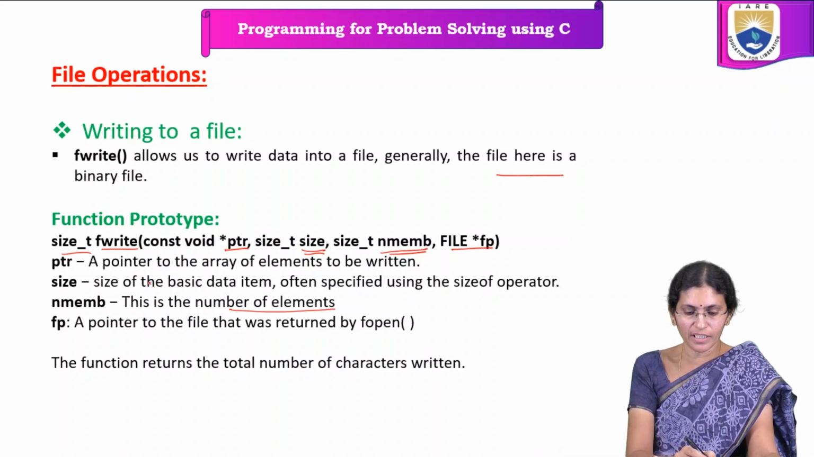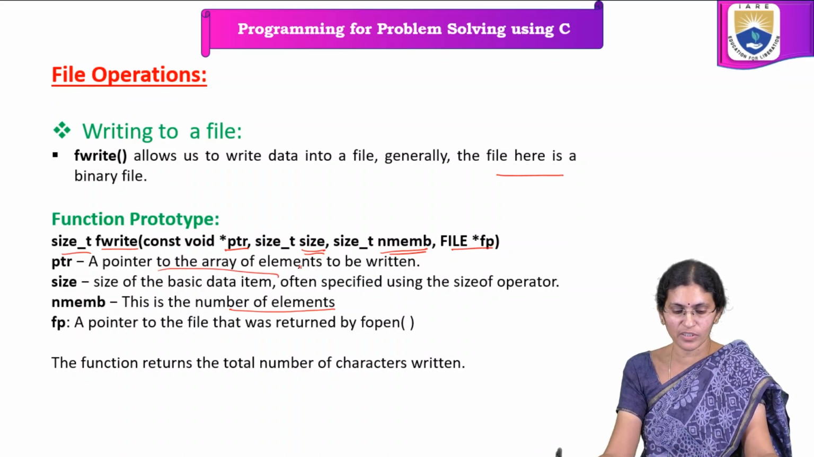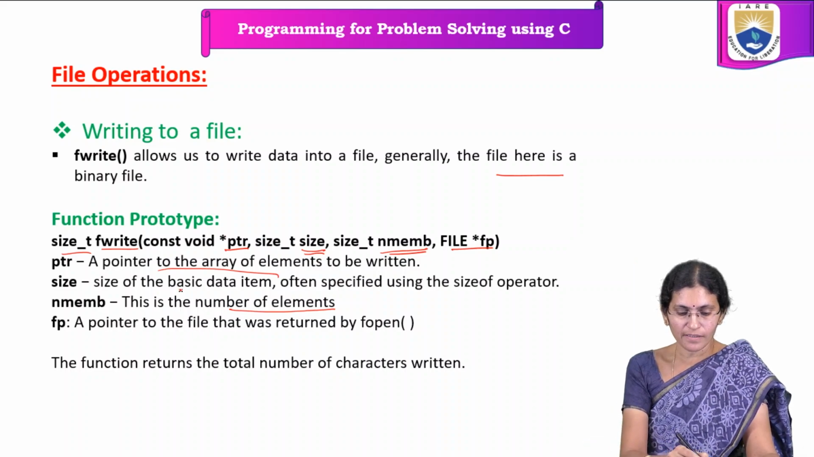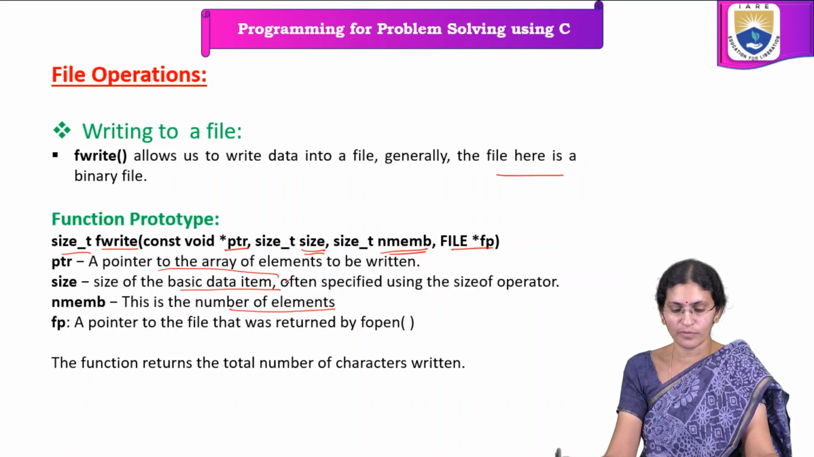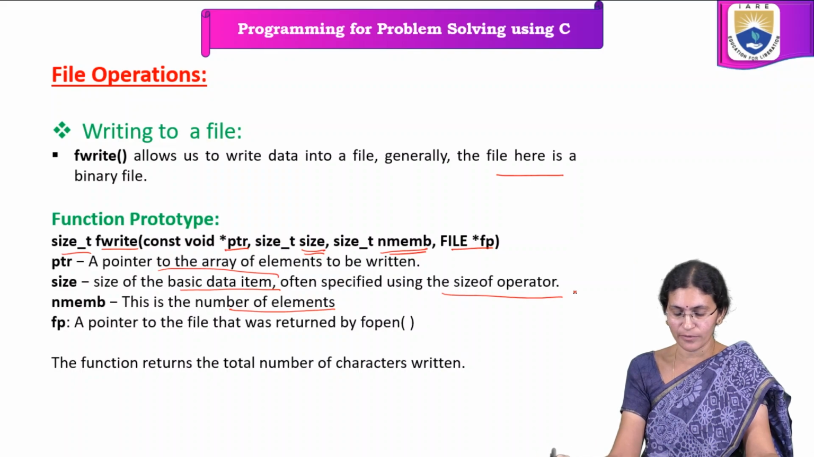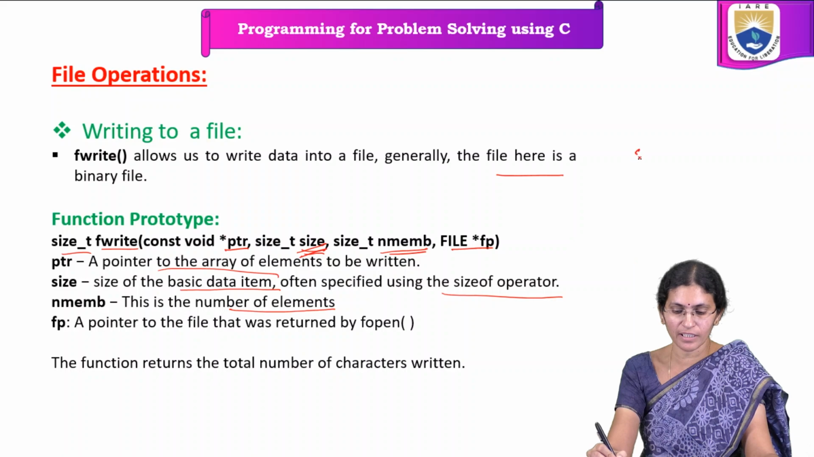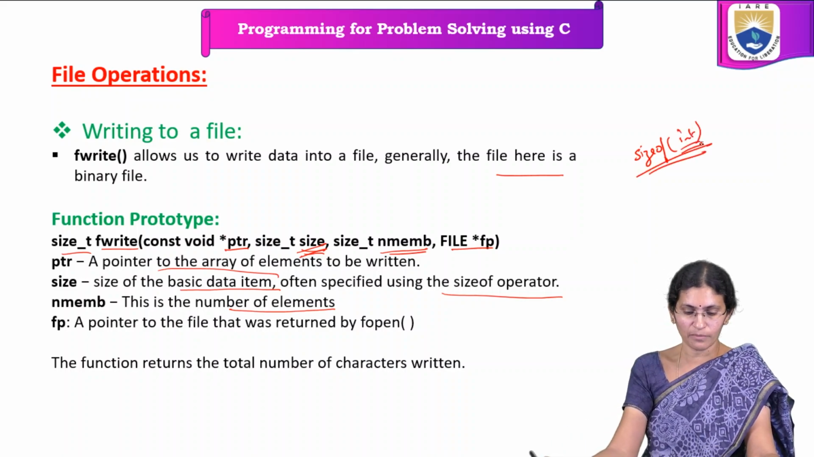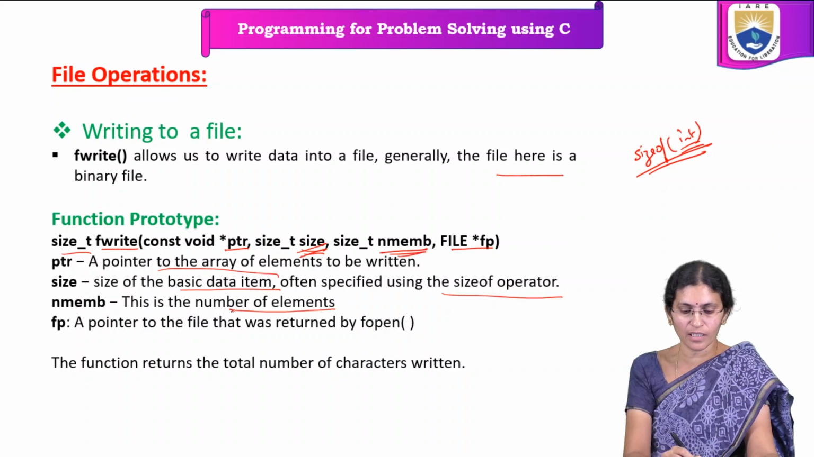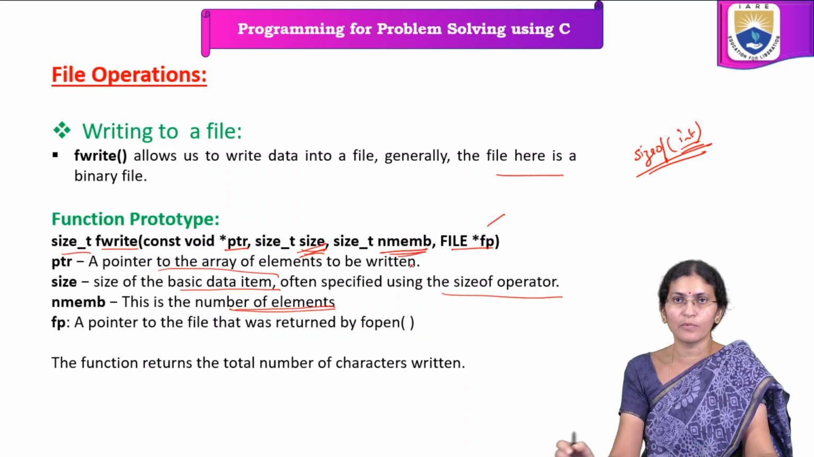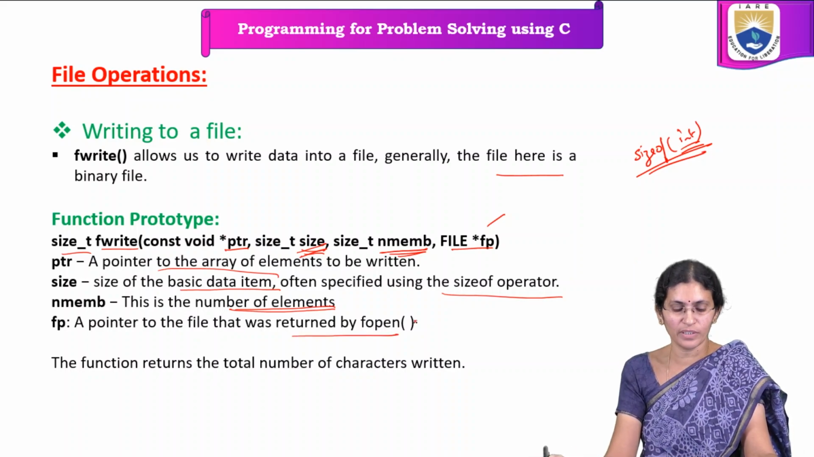Here ptr is a pointer to the array of elements which are to be written, and size is the size of a basic data item, often specified by the sizeof operator. We can determine the size of any data type by using the sizeof operator. If you write it in this way, you will get the size of an integer variable. Next is the number of elements, and fp is the file pointer that was returned by the fopen function.